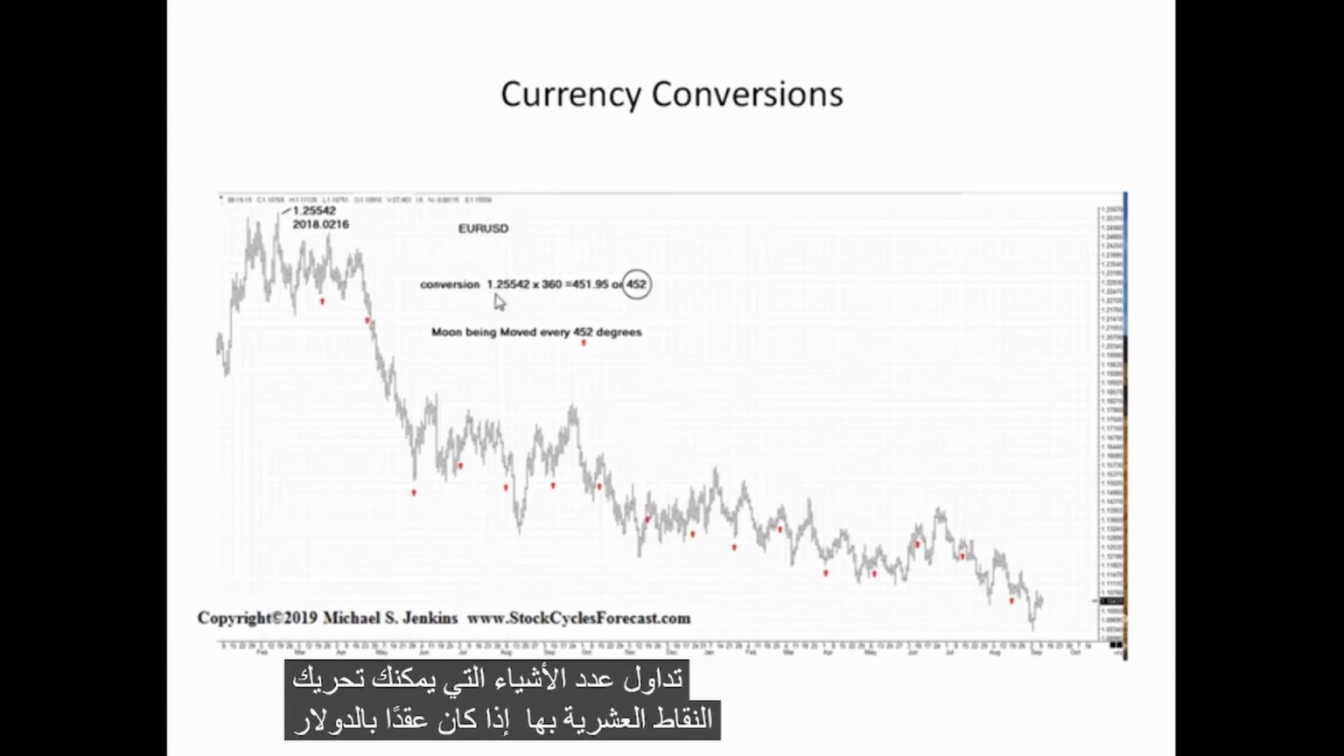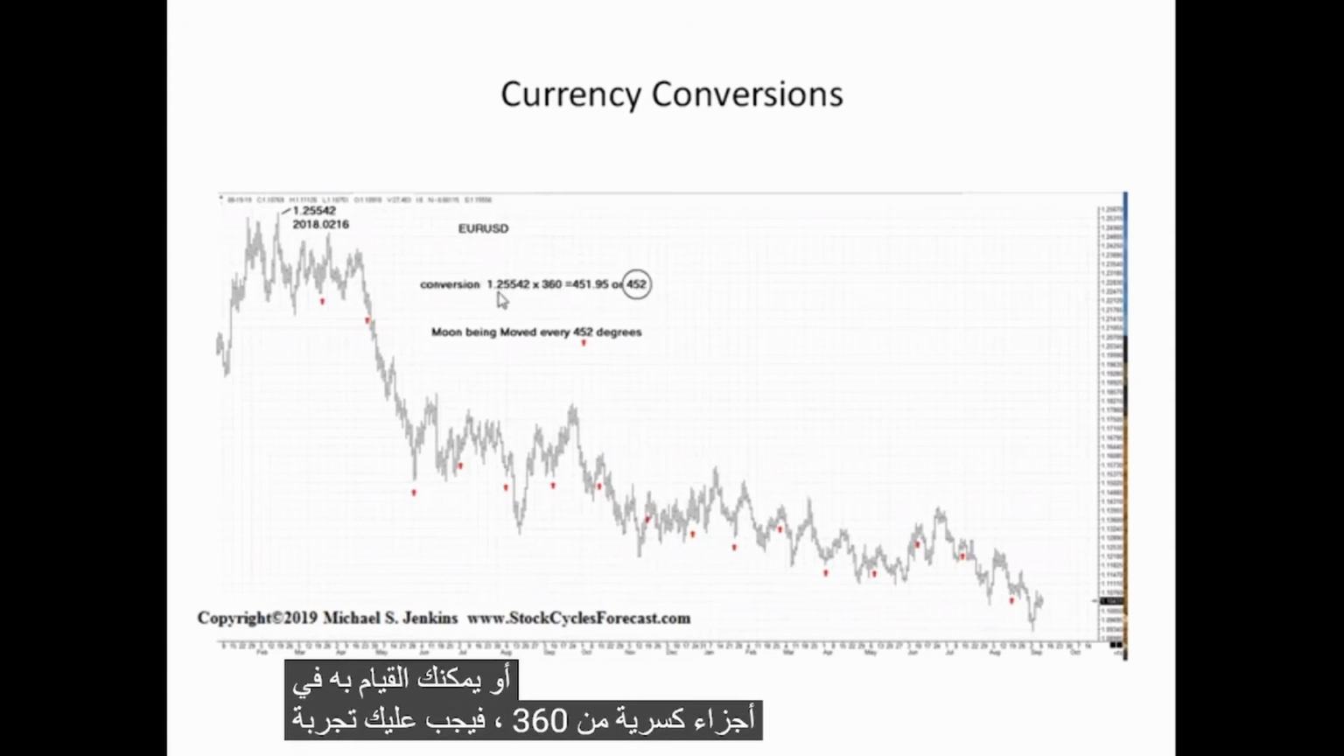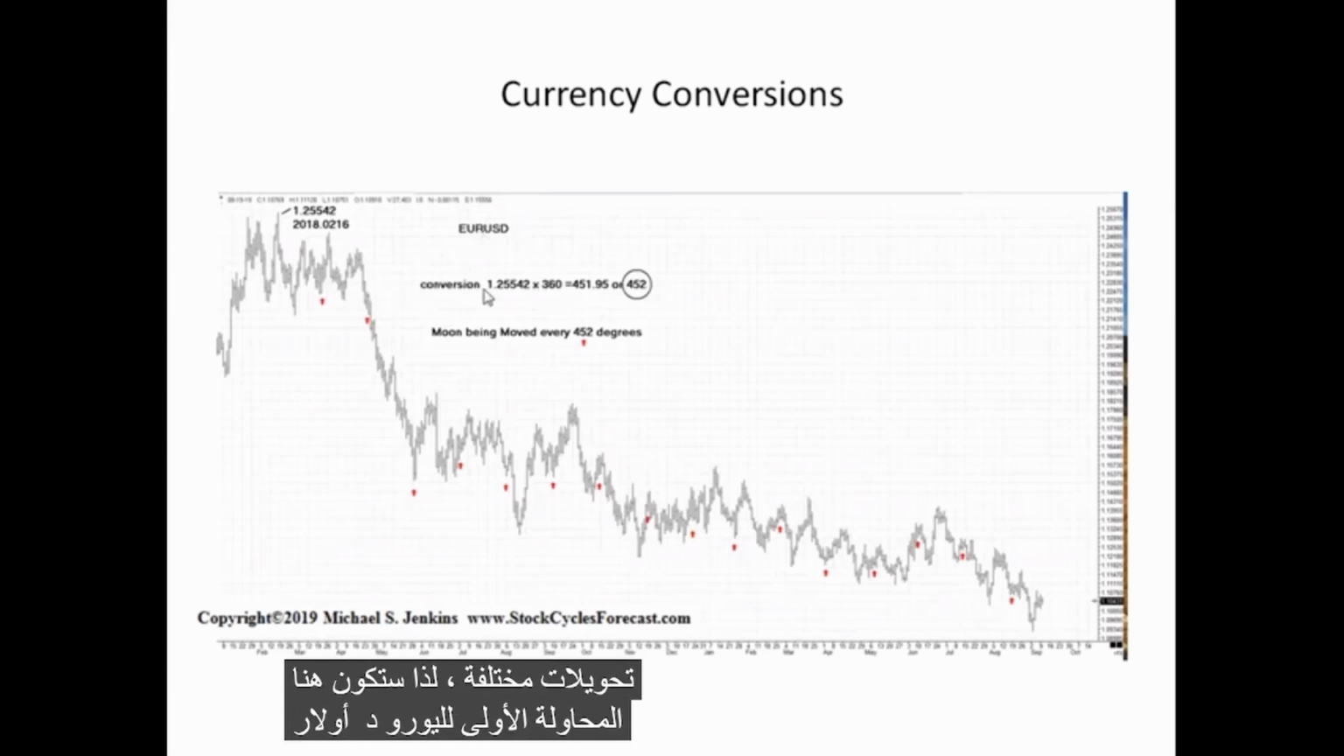You can move the decimal points as if it was a dollar contract, or you can do it in fractional parts of 360. You have to experiment a little. Different currencies have different conversions. So here would be a first attempt at the euro dollar.